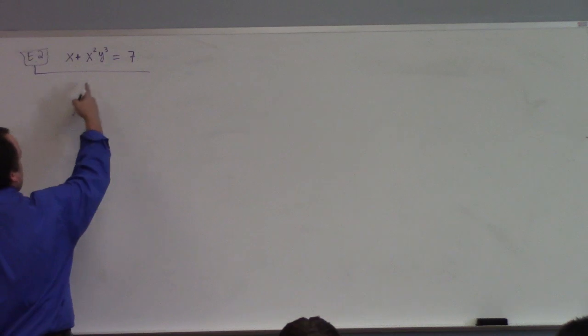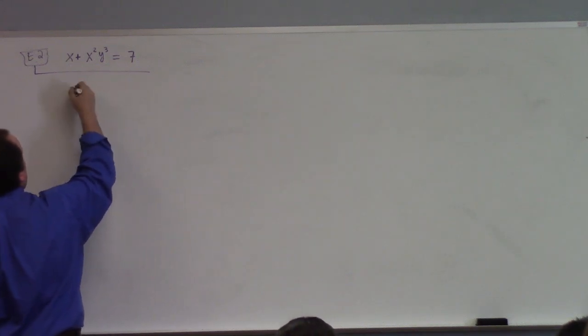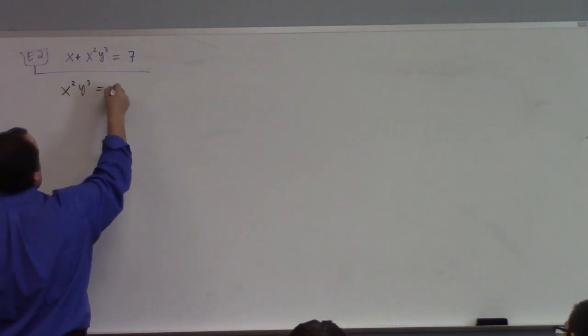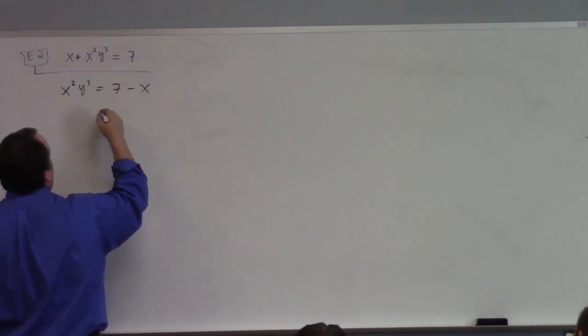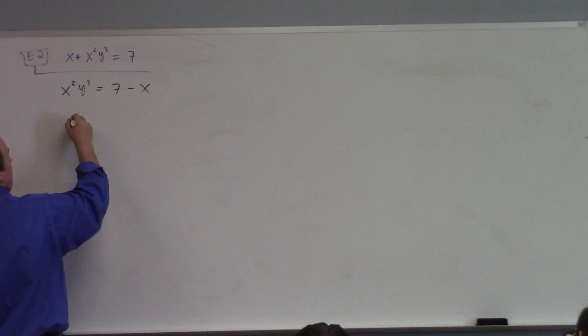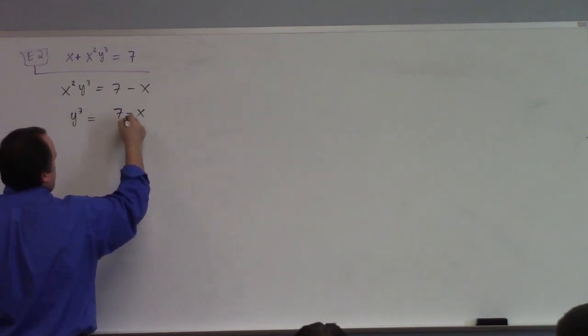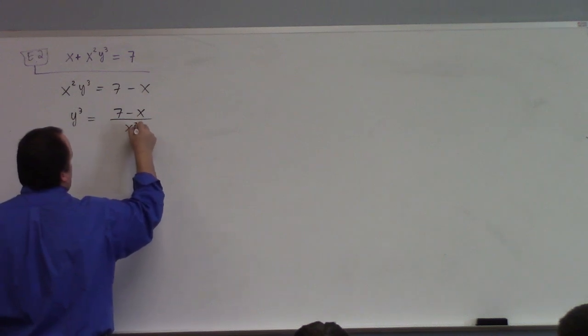So let's see here. Isolate the y cubed. I've got x squared y cubed is 7 minus x. So then divide by x squared. I've got y cubed is 7 minus x divided by x squared, right?